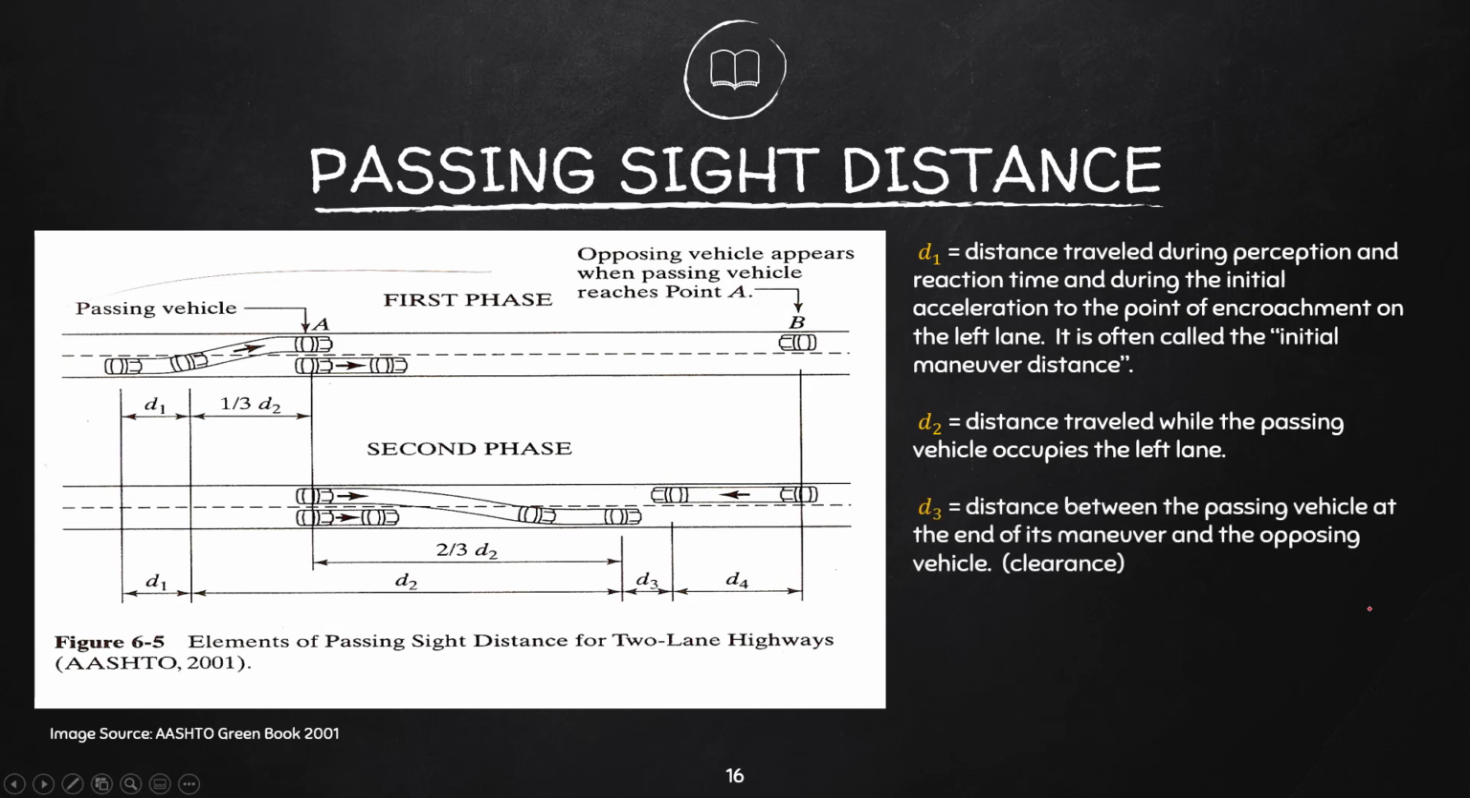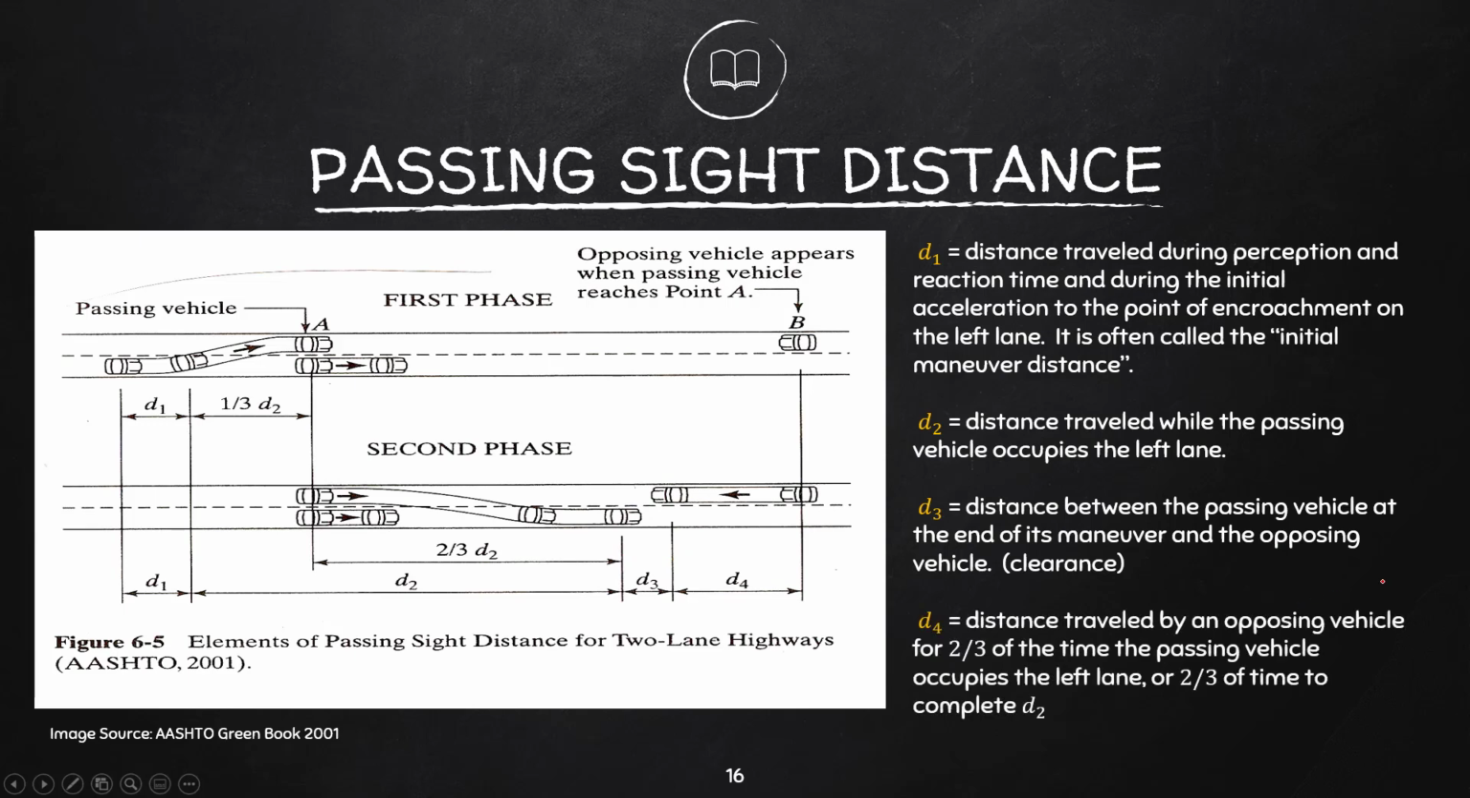D sub 3 is the distance between the passing vehicle at the end of its maneuver and the opposing vehicle, or the clearance, shown here. And D sub 4 is the distance traveled by an opposing vehicle for 2/3 of the time the passing vehicle occupies the left lane. So it is the distance traveled by the opposing vehicle. We consider the opposing vehicle, and we start measuring from the time that the passing vehicle has occupied 2/3 of D sub 2.